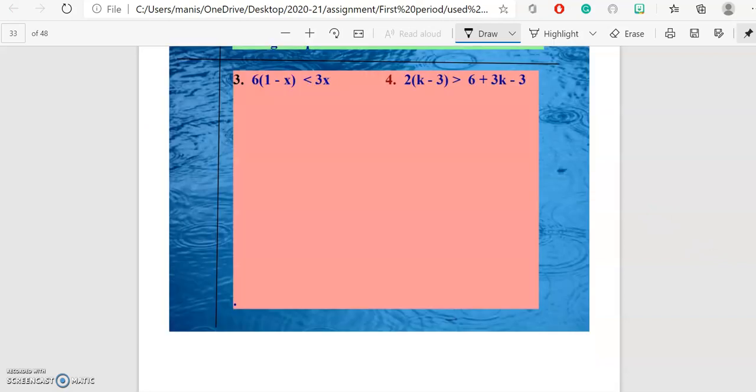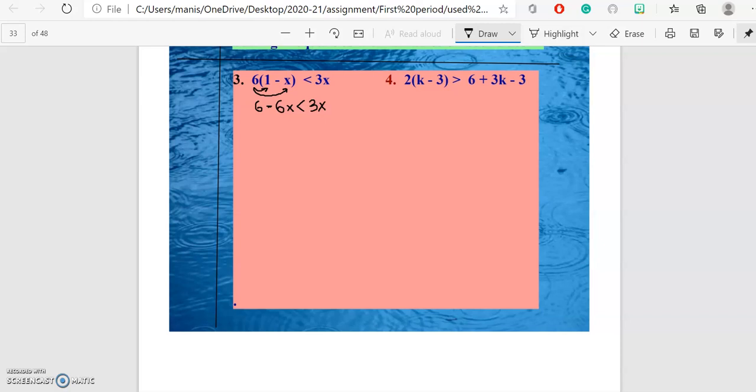Let's do one more problem. This says 6 times 1 minus x. Now in this case, what you are doing is distributing this 6 to this one and this one over here. So 6 times 1 gives you 6, minus sign, 6 times x gives you 6x. Now because the parenthesis closed over here, you will not do anything. You will stop over here and write your less than symbol.